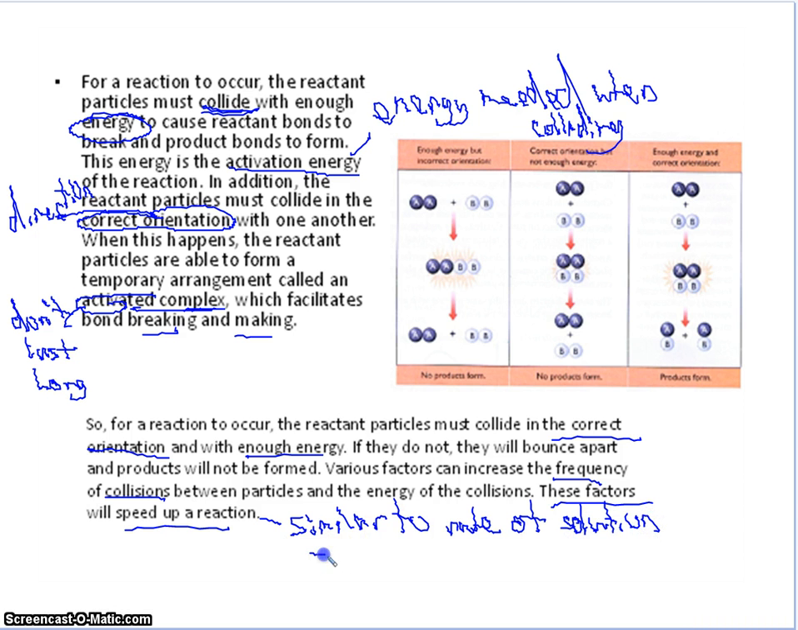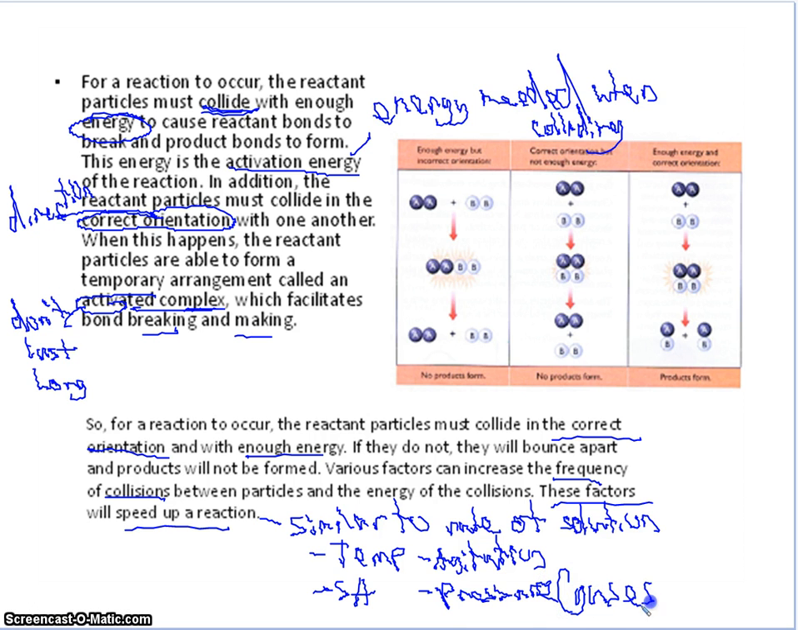So I mean, let's think about those. Temperature, that was one. Surface area, agitation, pressure for gases. These are all going to have an effect on the rate of reaction, and you should be able to reason it out based on the fact that the more collisions, the faster it's going to go.